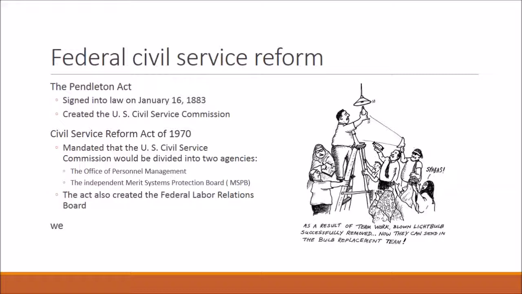Now let's take a look at major reforms in the federal service system. The Pendleton Act was signed into law on January 16, 1883. The Act created the U.S. Civil Service Commission as the personnel management arm of the President. While it was termed a commission, it was by no means independent. It was an executive agency that for all practical purposes was subject to the administrative discretion of the President. Written into the Act were requirements for open competitive examinations, probationary periods, and protection from political pressures.